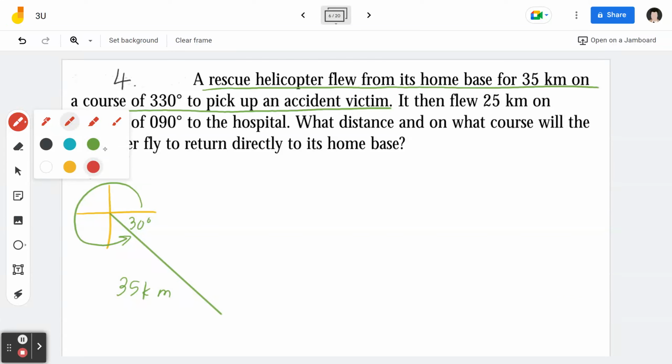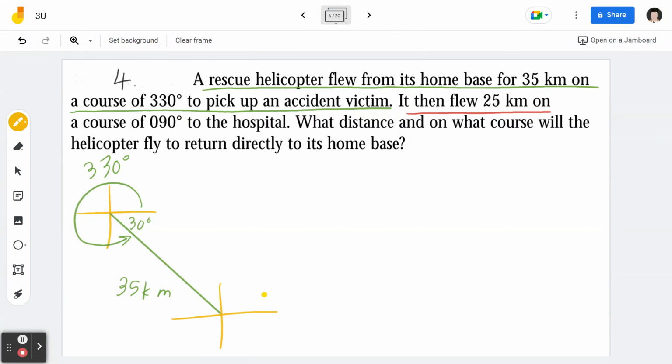In the next sentence, it says it then flew. So notice it just continues. So that gives you the hint that you're going to set another scale right there because it continues flying. And of course, if I go back to the first color for your reference, a course of 90 degrees to the hospital. Now, 90 degrees means you go from here all the way to here. So you're going straight east and you're going at 25 kilometers. So again, roughly speaking, 25 is going to be something like that. It's not a perfect diagram, but it's good enough for the purpose of this example, 25 kilometers.